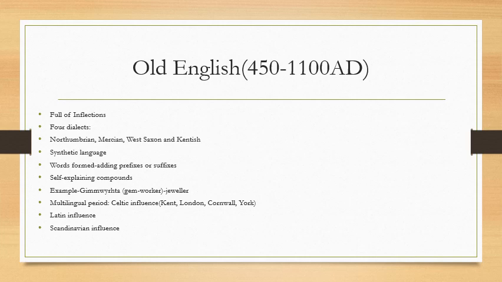And then English interacted with Celtic, and some of the regional names are still used today. You can see Kent, London, Cornwall, York. These words are all Celtic in nature. So these words we have brought from the Celtic language. Okay. Then we have Latin influence and Scandinavian influence as well. We will discuss the words of these languages in later sections. Okay. Some examples from all of these influences.